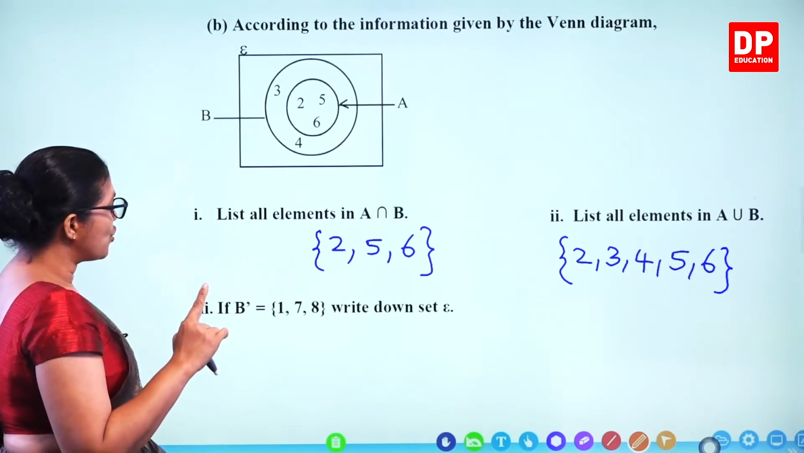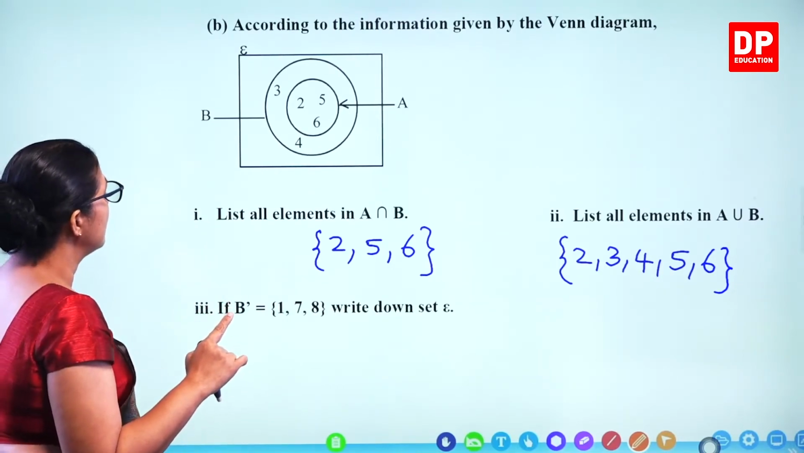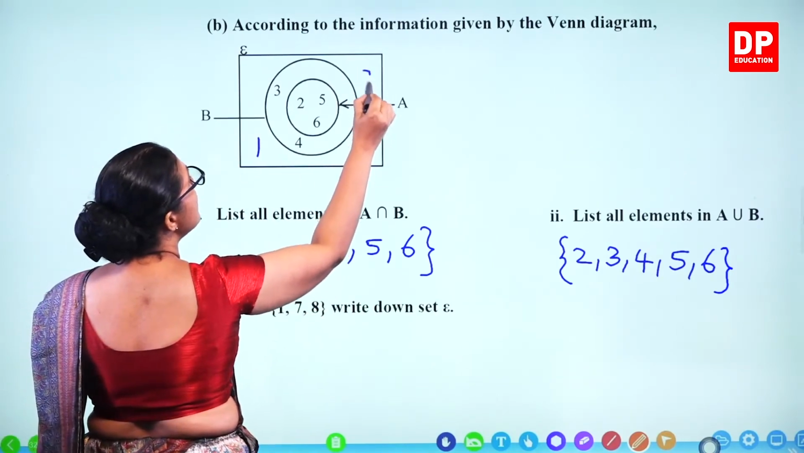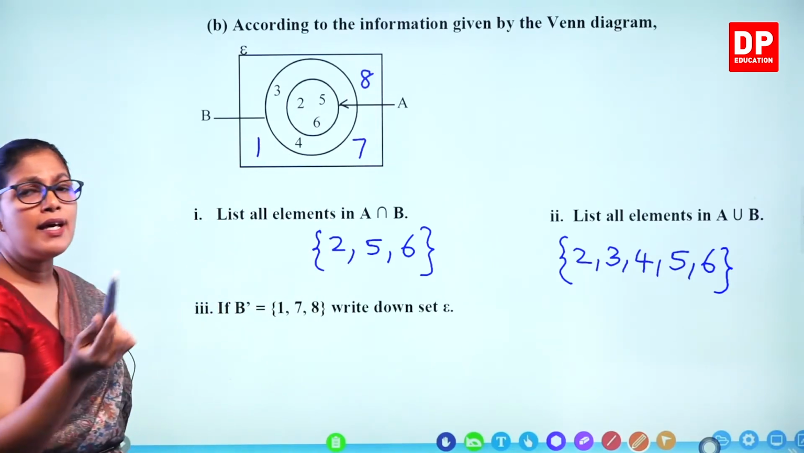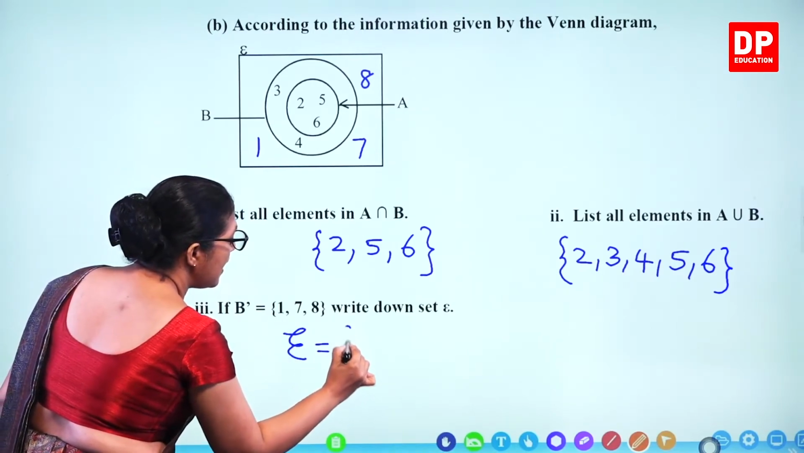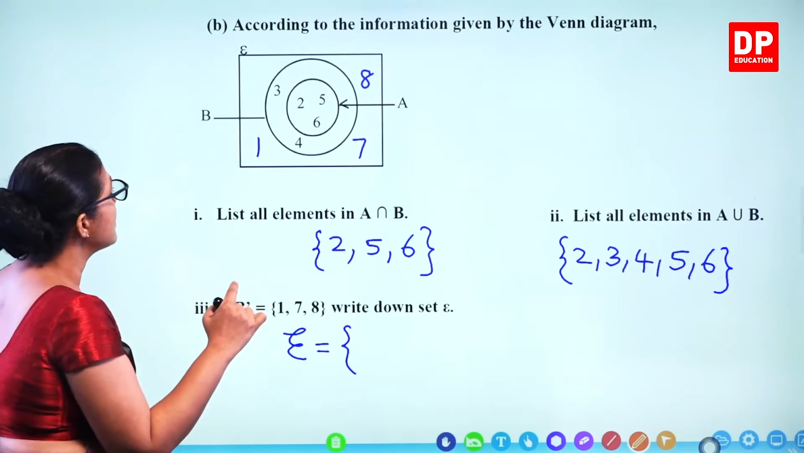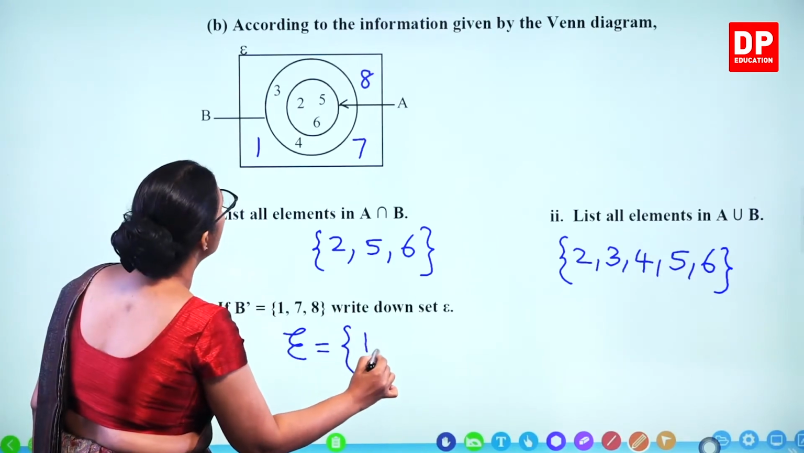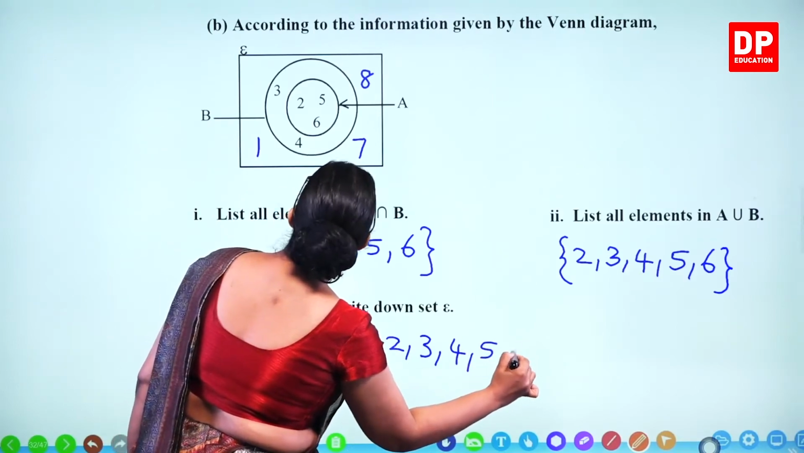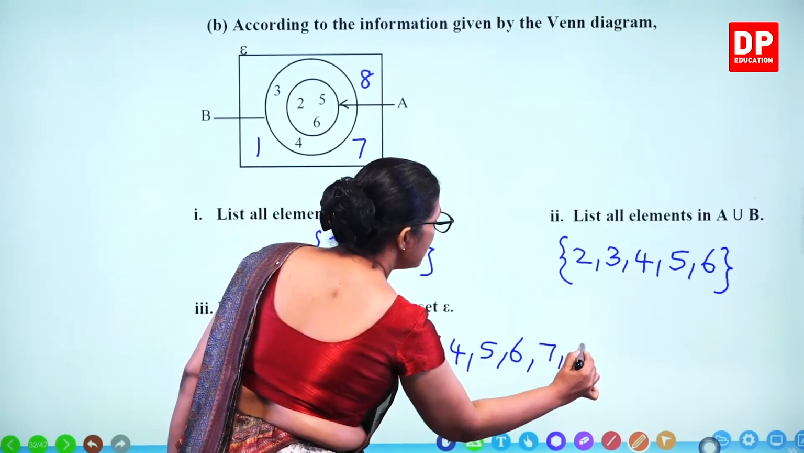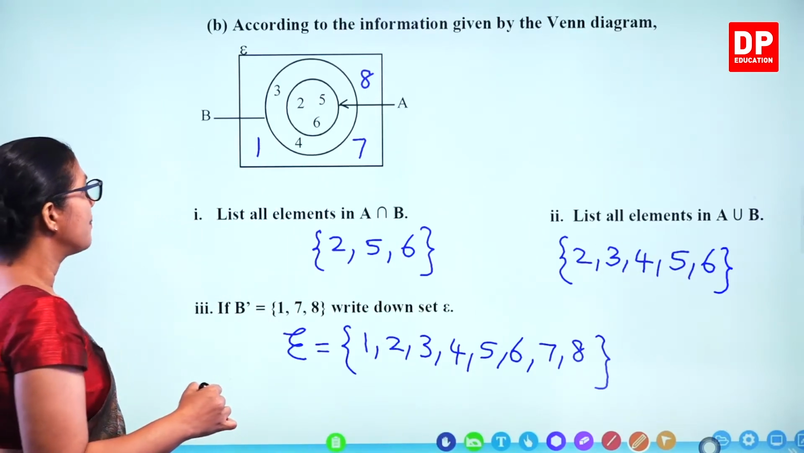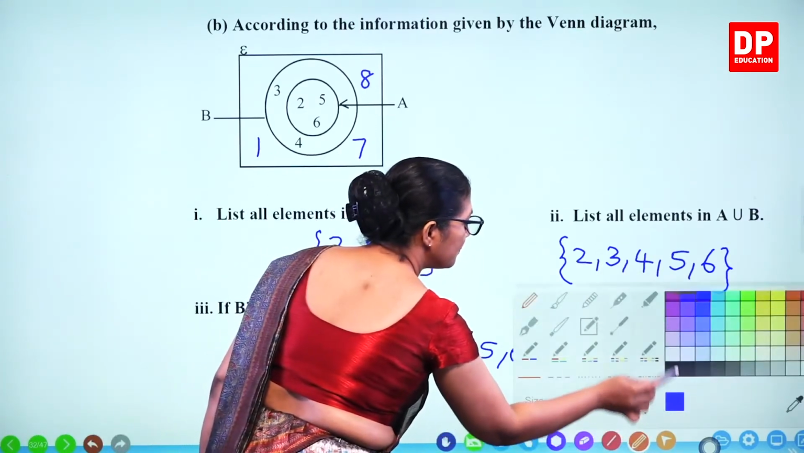If B dash is 1, 7, 8, that means outside B it's 1, 7, 8. Write down the entire set, epsilon. Epsilon is the entire set, universal set. You can write all numbers. 1, 2, 3, 4, 5, 6, 7, 8. That's the universal set. So how many marks?